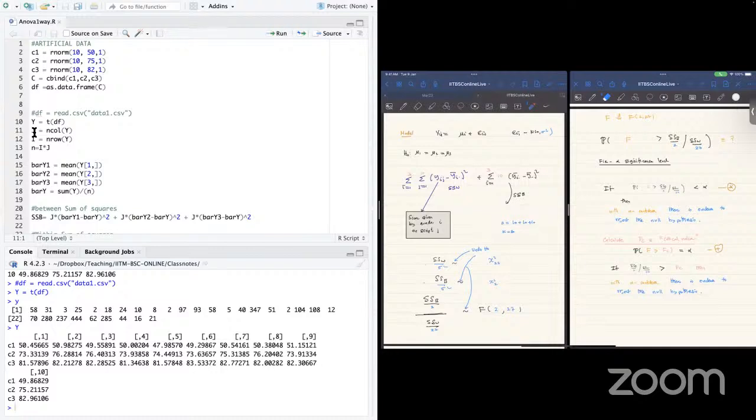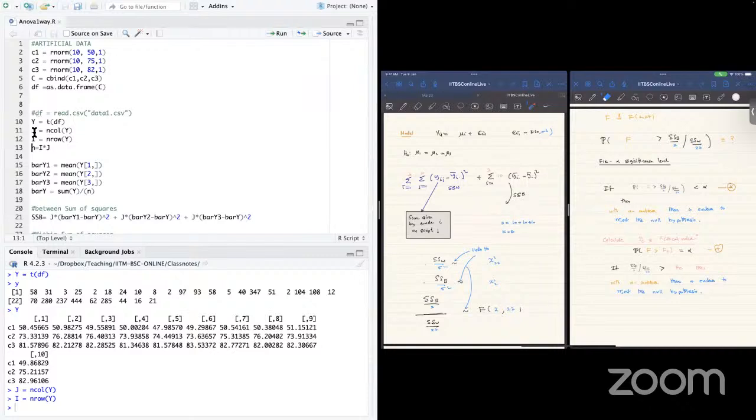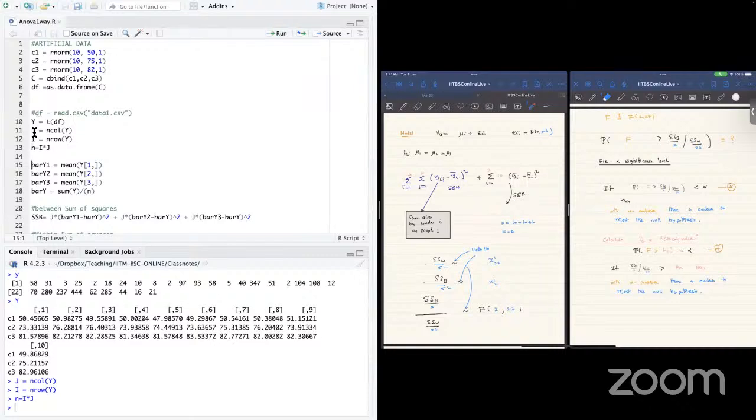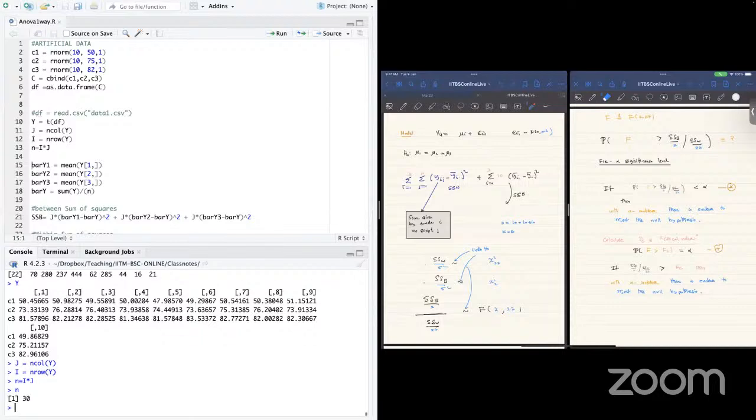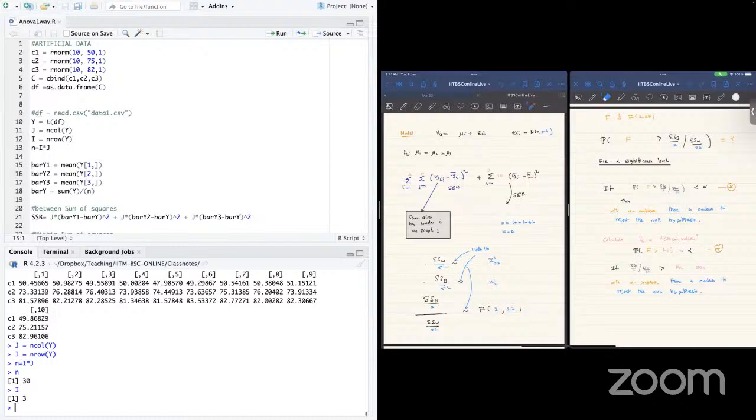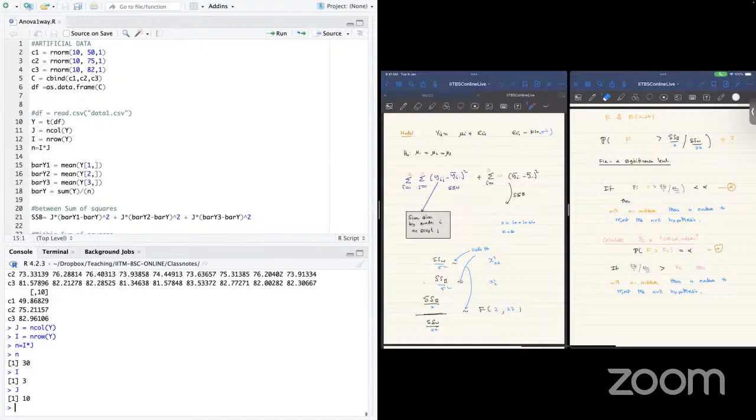Then I look at the capital J and the capital I, and N is I star J. That's what I have here, right? That's my total number of people in the sample space. N should be 30. Let's go down and check. N is 30, I is 3, and J is 10. Very good. There's 10, there's 10.